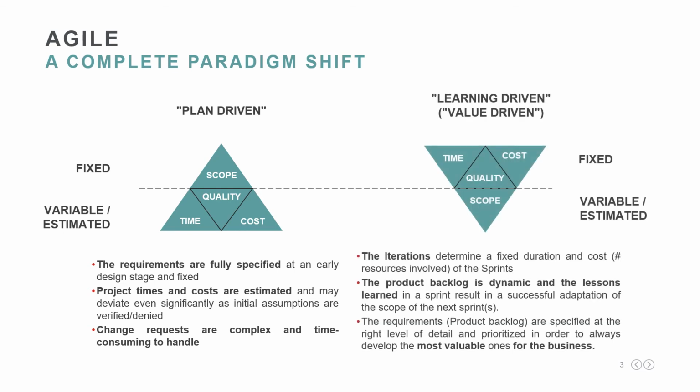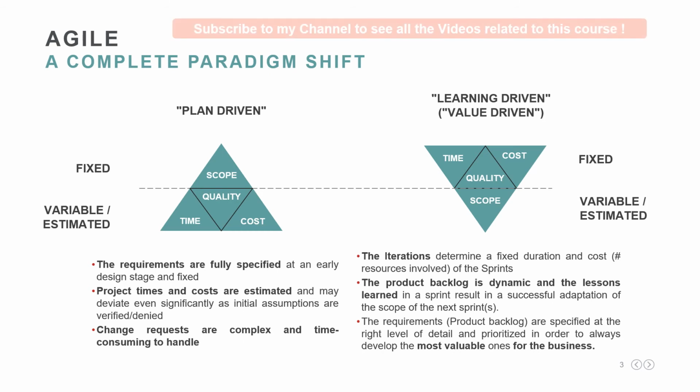On the right part instead there is the Agile triangle. Here the scope is below the line and the other dimensions are above. Time and costs are fixed because the iterations determine the fixed duration and fixed cost of the sprints, that are respectively the length of the sprint and the cost of the resources involved in that iteration, which is simply computable.